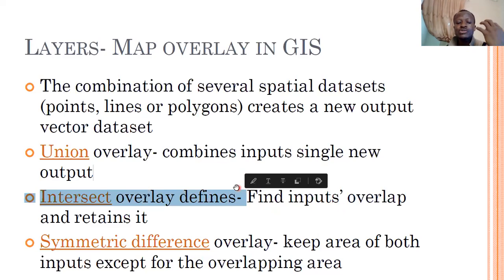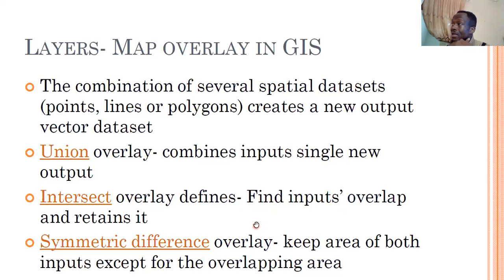You can have the symmetric difference overlay, in which case I take the intersection area and I say, I don't want that. I want anything apart from the intersection area. So I don't keep the overlap area. I keep that one apart. So you get something like an island, some kind of hole. All right. So that is the map overlay for you.